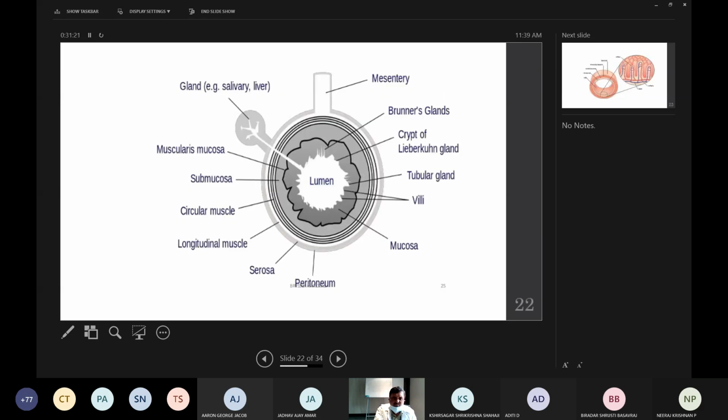This is the structure of the lumen of the small intestine. Inside there is a lumen. This is the mesentery. There is the presence of Brunner's glands in the submucosa, and in between the villi there is the presence of glands. Those depressions are called the crypts of Lieberkühn, and there is the presence of tubular glands. Then comes the mucosa.